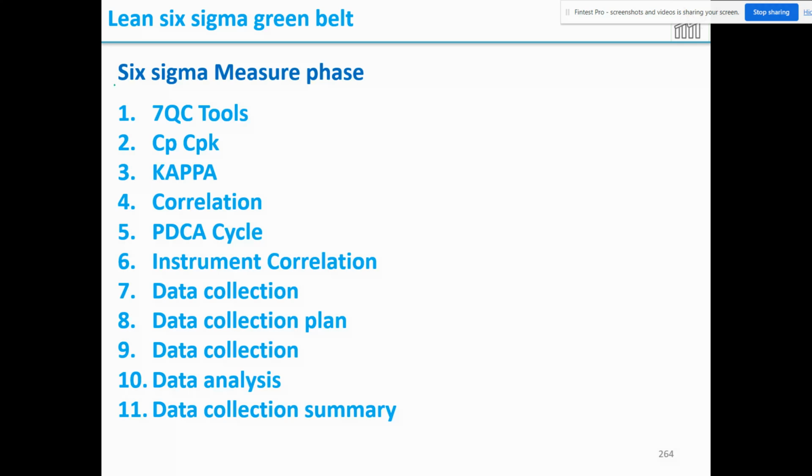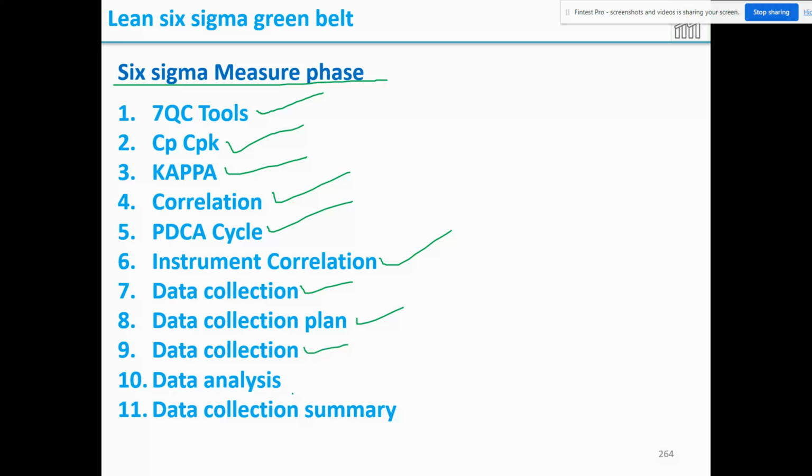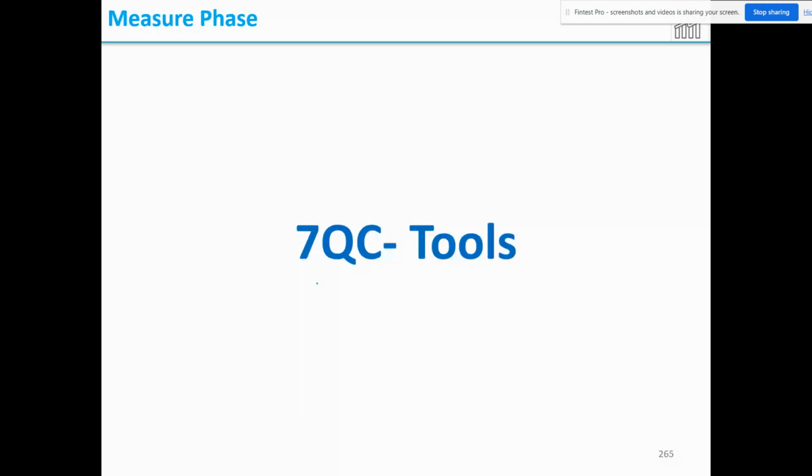So these are the contents in the measure phase that we can use for measuring the project. First one is 7QC tools, Cp Cpk, Kappa analysis, correlation analysis, PDCA cycle, instrument correlation, data collection plan, data collection, data analysis, and summary. Now let us see one by one. The first one is 7QC tools.